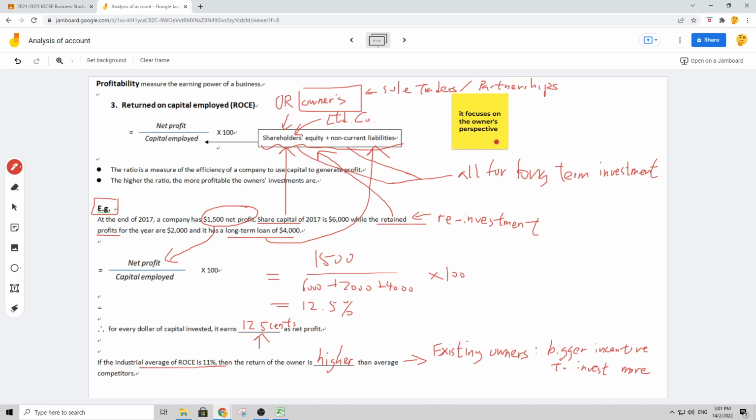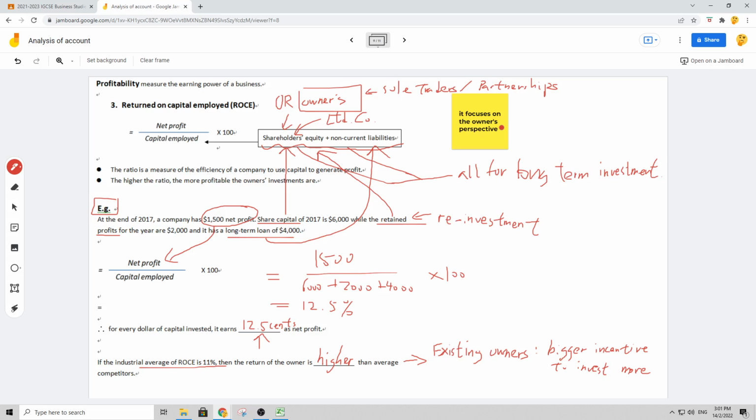Yeah, because this is where we're focusing. It focuses on the owner's perspective, right? For every dollar that I've invested, I'm earning 12.5 cents as net profit. And if you compare this to the average number in our industry, we are a bit higher. So it gives us the kind of confidence. So the owners will have bigger confidence, and maybe I should invest more. The more I invest into this business, the more I can gain at the end. So how nice is that?